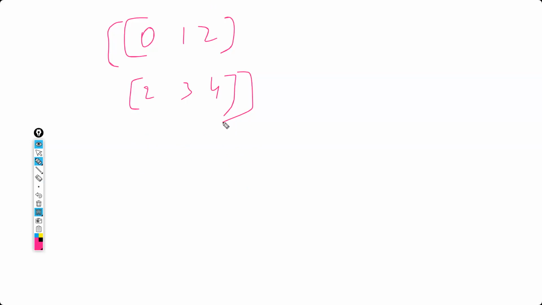First row, what are the values you told? 0, 1, 2. Write that one in the column. What is the second row you told? 2, 3, 4. Write that one in the column. If third row is there, write third column. Fourth row is there, fourth column. Fifth row is there, fifth column. Like that. This is called as transpose.